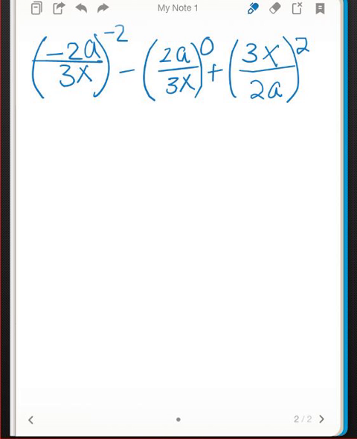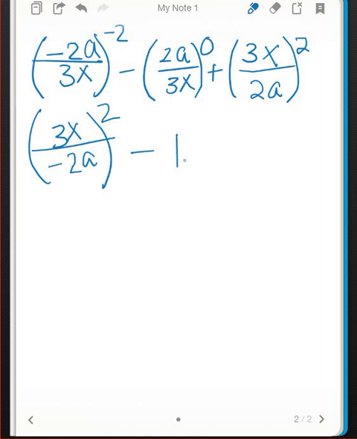All right. First, we're going to deal with this negative exponent. So we are going to flip this fraction, and then the exponent becomes positive. So it is going to be 3x over negative 2a, all to the positive 2. For the second term, anything to the 0 power is 1, so minus 1.